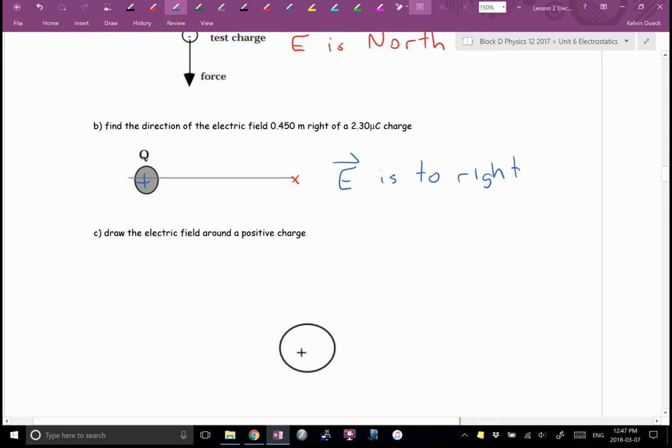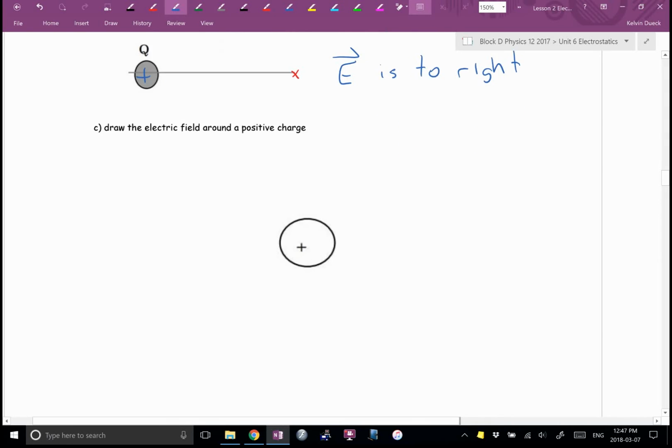The short version is electric field lines always point from positive to negative. The only reason I don't like that shorter definition is because often you don't have both charges in your picture. If it's always which way would a positive want to move if it could, that will handle any diagram you throw at me. But here it says draw the electric field around a positive charge.